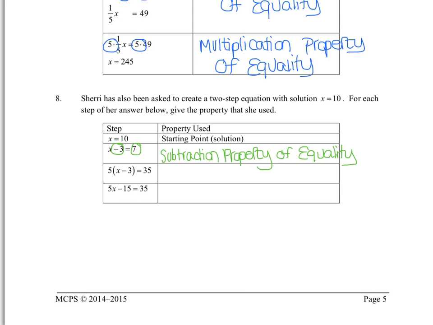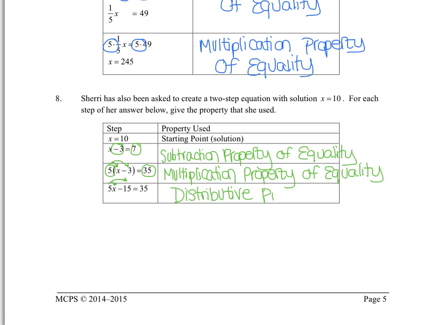Next, she took those sides and multiplied both sides by 5, meaning she used the multiplication property of equality. Finally, we can see that she distributed her 5 and multiplied it by x, and 5 times -3 to get -15, and it equaled 35, so she used the distributive property. And those are all of her properties.